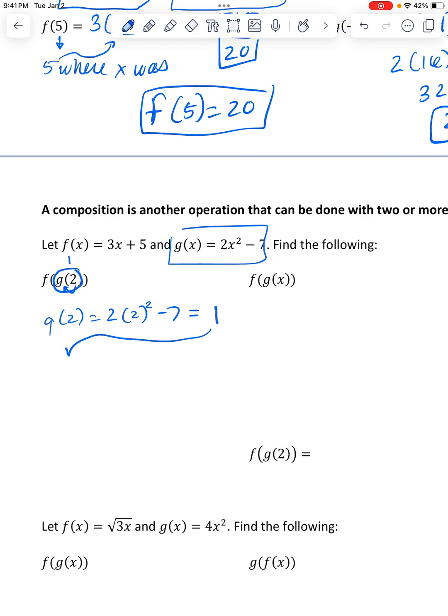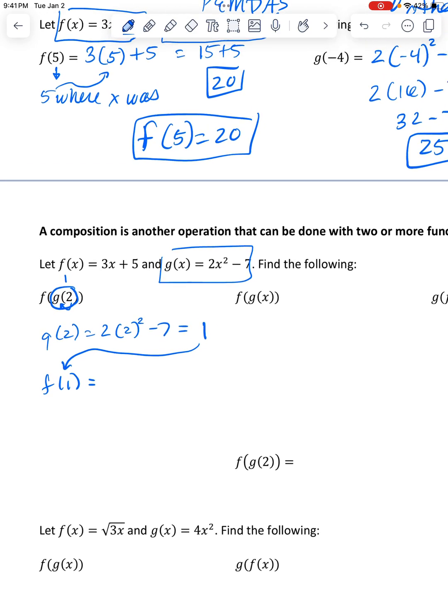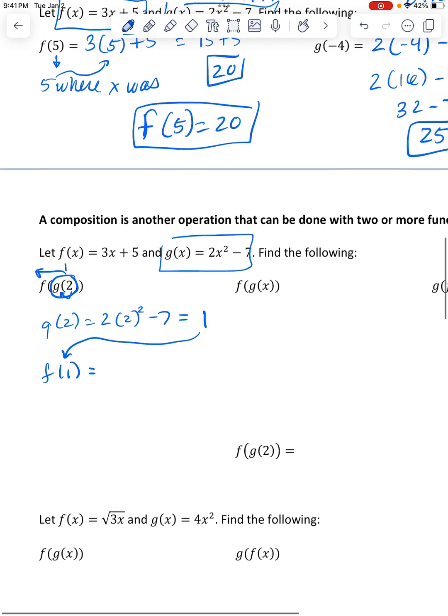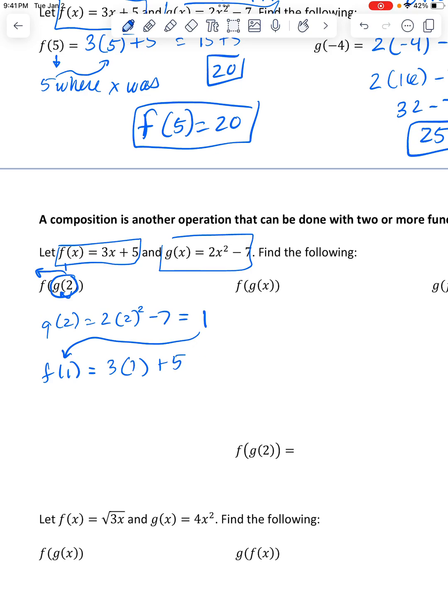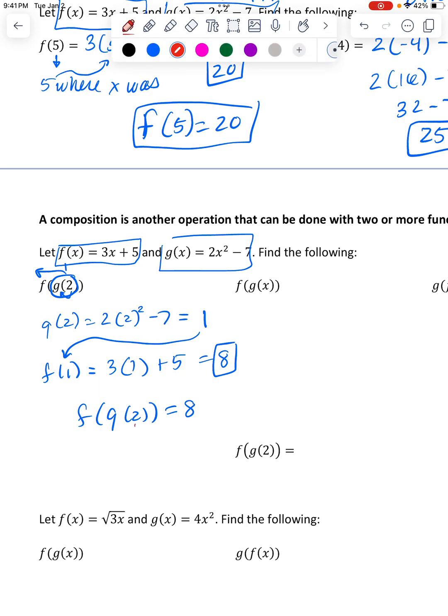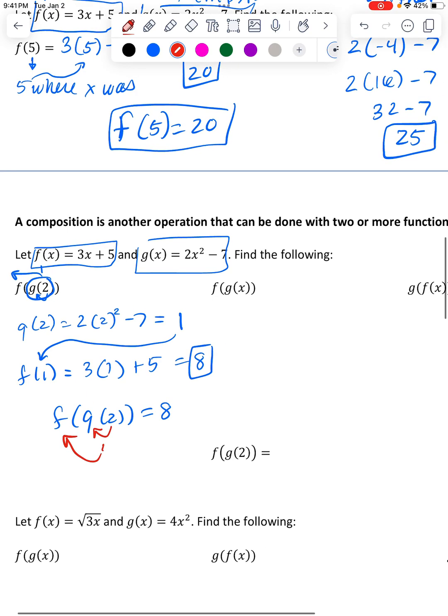So now you're going to plug that in kind of in the second layer and find out what f of 1 is because you work your way from the inside out. So now I go to function f, I'm plugging in a 1 anywhere there used to be an x, and I end up with 8. So my final answer, f of g of 2, is 8. Started inside, plugged 2 into g, then once I got that answer of 1, I plugged that into f. So it's kind of a couple layers.